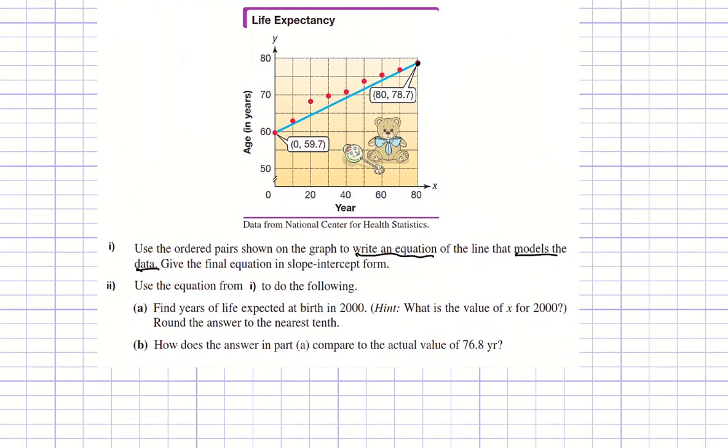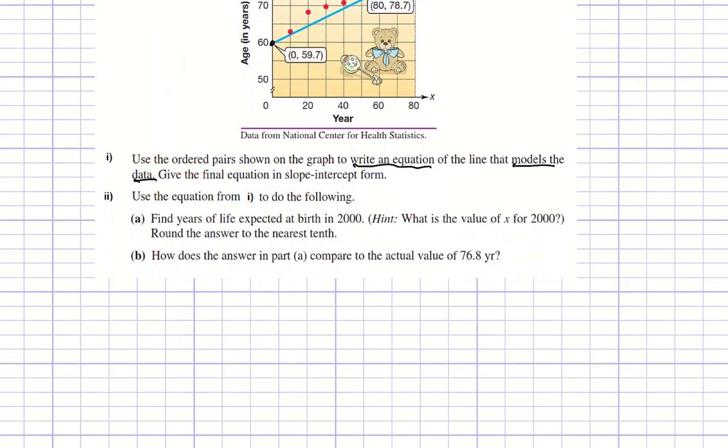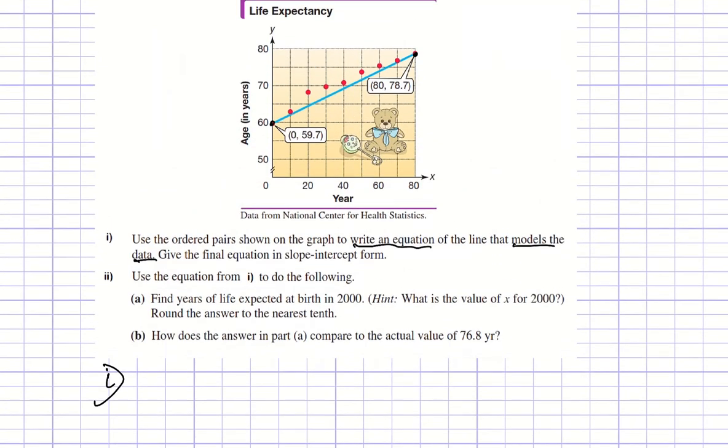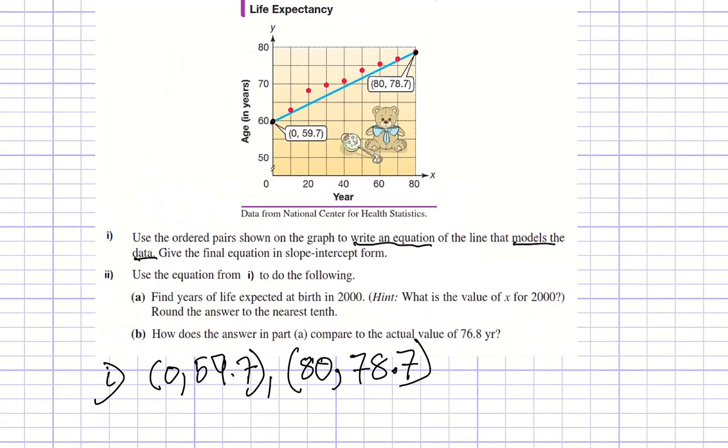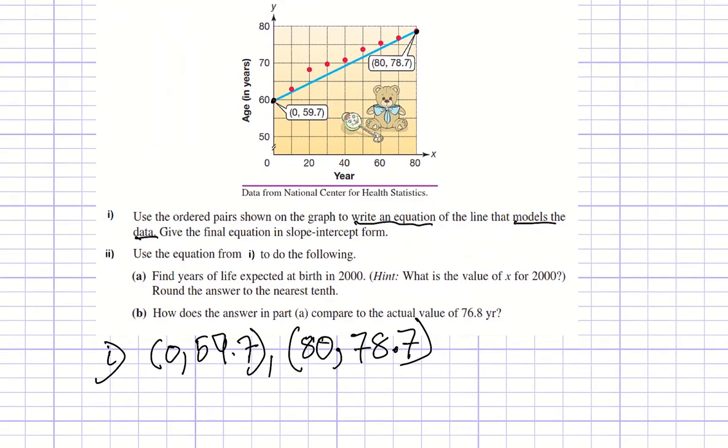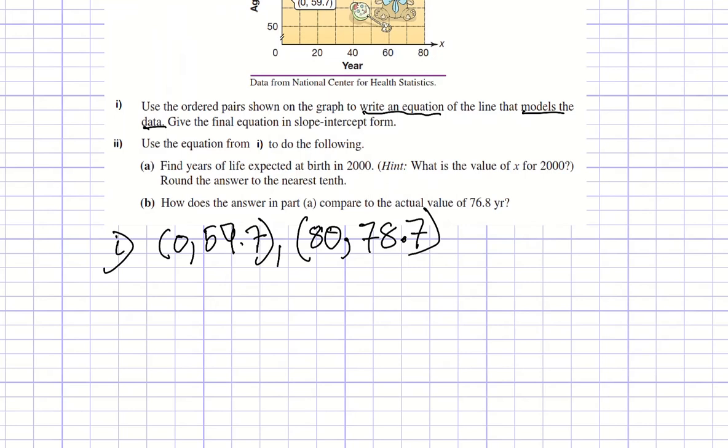You see the points given are right there. Number 1, you see they give those 2 points. The 2 ordered pairs are (0, 59.7), okay, and then (70, 78.7). You see that? So those are the 2 points given. They want us to use that to model the data.